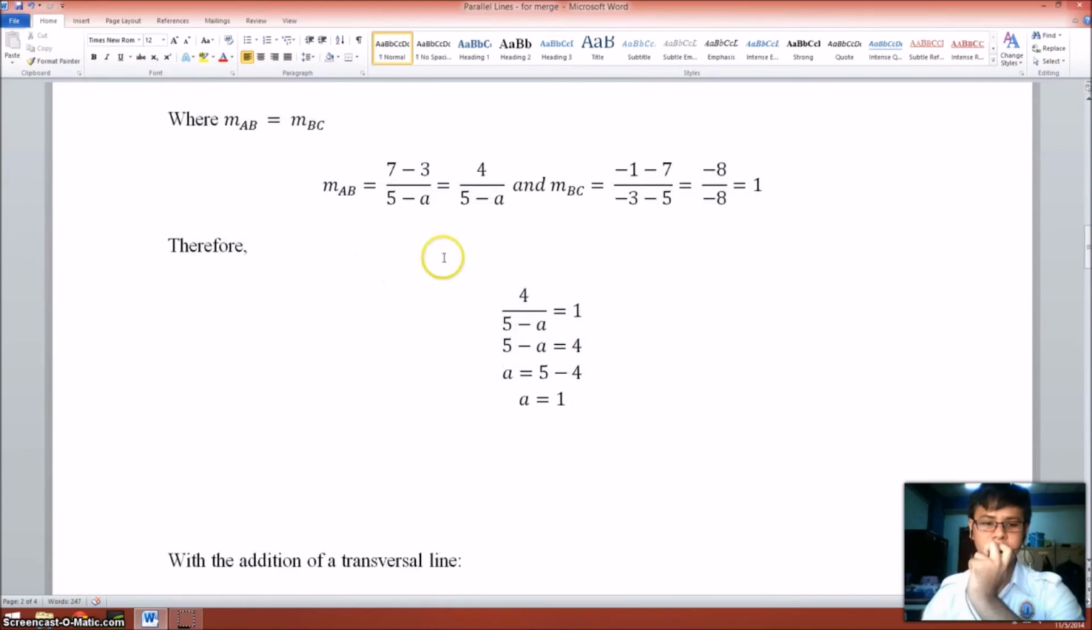Therefore, equating each other, 4 over 5 minus a equals 1. 5 minus a equals 4, and we get a equals 1. This is one of the uses of m1 equals m2.